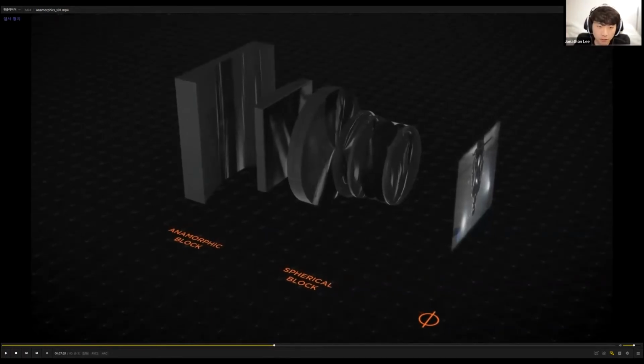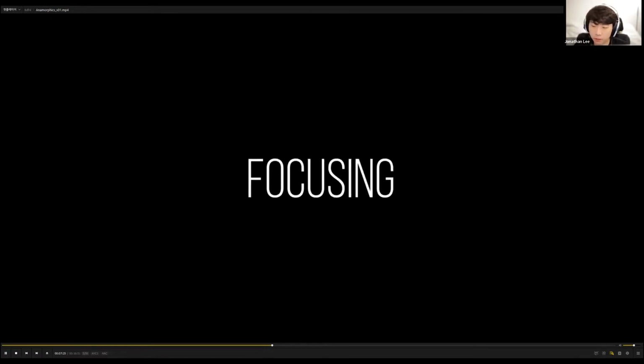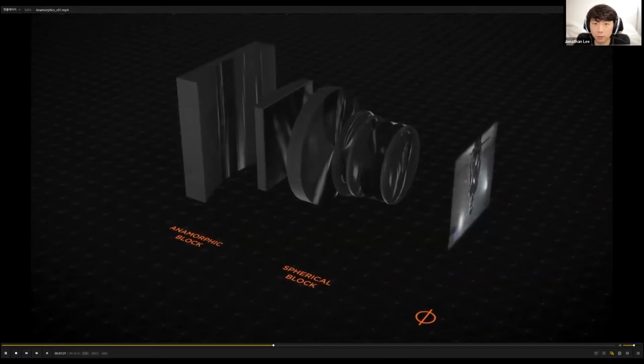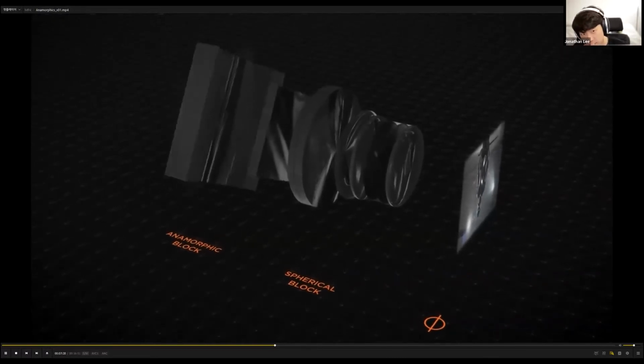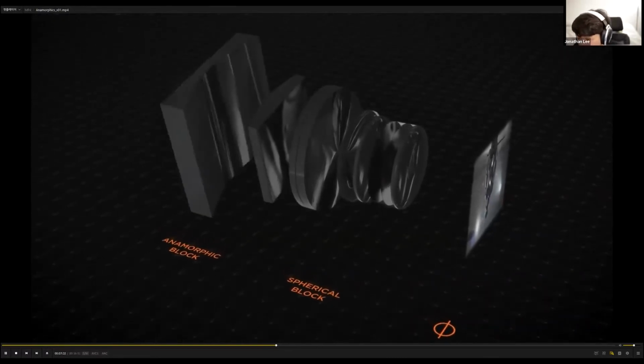So let's move on to downsides of anamorphic lenses. This continues from the issue of astigmatism and how the astigmatism causes certain downsides of using an anamorphic lens. Let's first focus on how anamorphic lenses are focused. The cylindrical element has to rotate by 180 degrees to have the same effect.